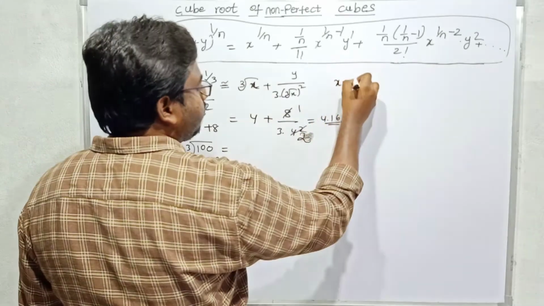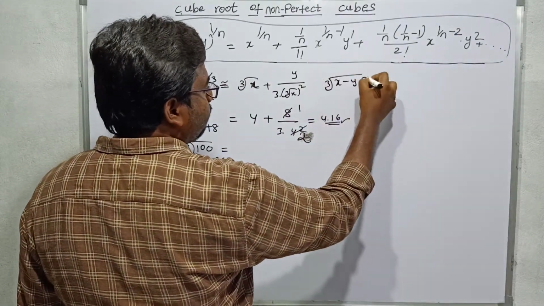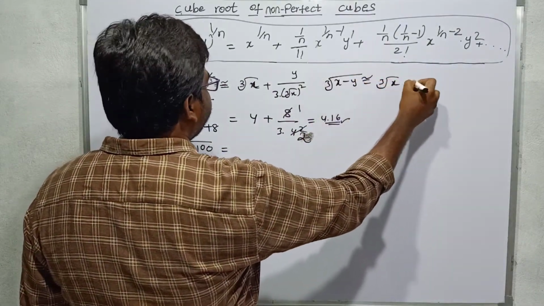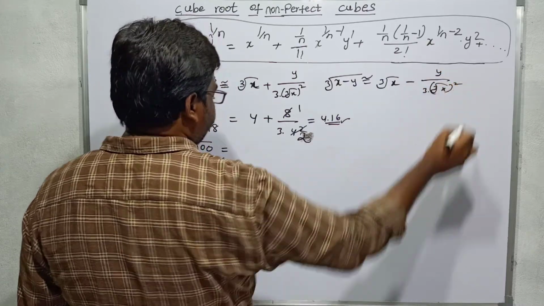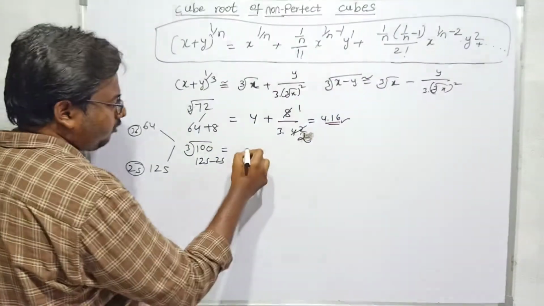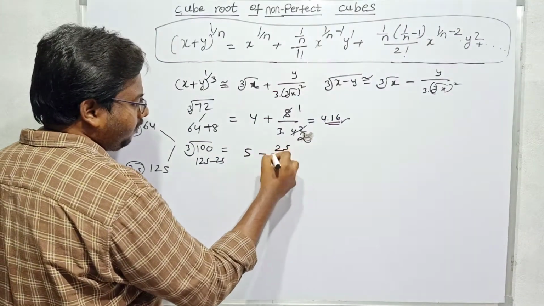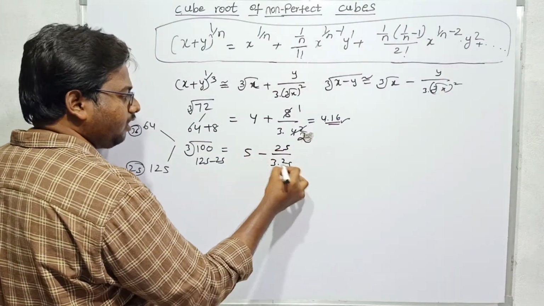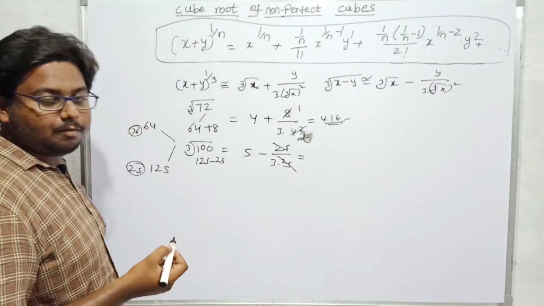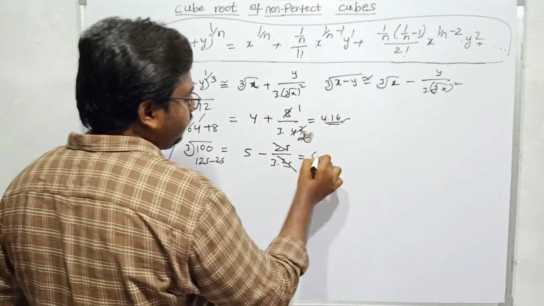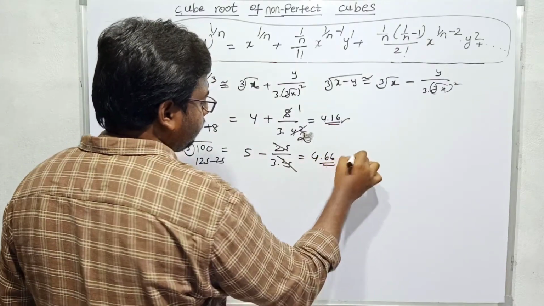So cube root of (x minus y) is approximately equal to cube root of x minus y upon 3 into cube root of x whole square. So cube root of 125 is 5 minus gap 25 upon 3 into 5 square is 25. 25 gets cancelled. 5 minus 1 by 3. 1 by 3 is nothing but 0.33. 5 minus 0.33 means 4.66. This is the result of it.